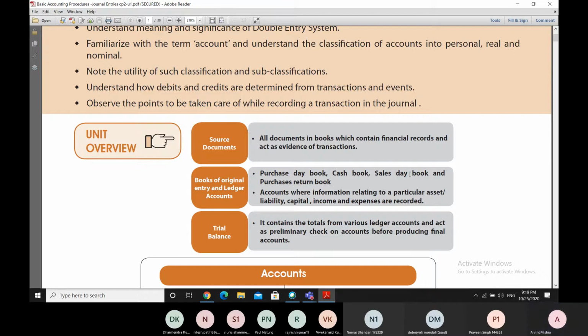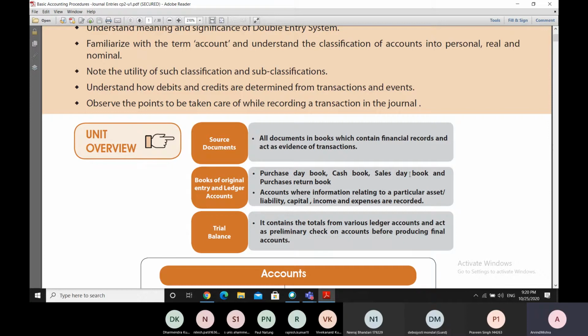And the trial balance acts as a preliminary or the initial check on the accounts, whether the accounts have been written correctly or not, whether there are any errors in the accounts. So that is a preliminary or the initial check before we go on to produce the final accounts. So the final accounts will be prepared from the trial balance.